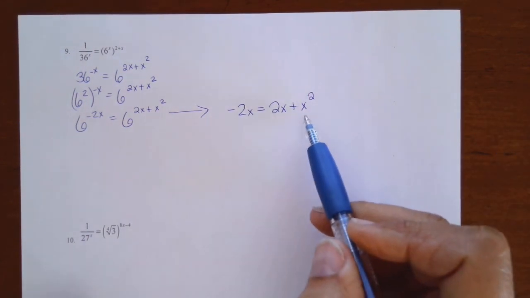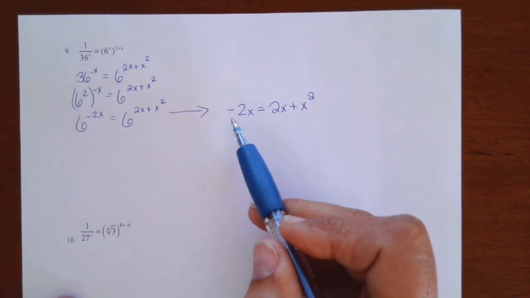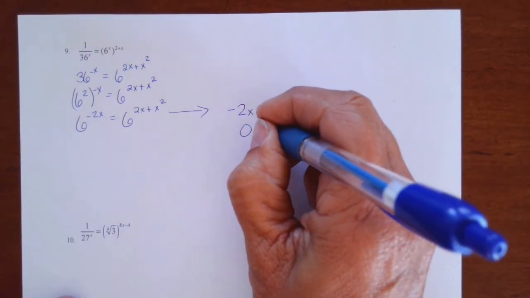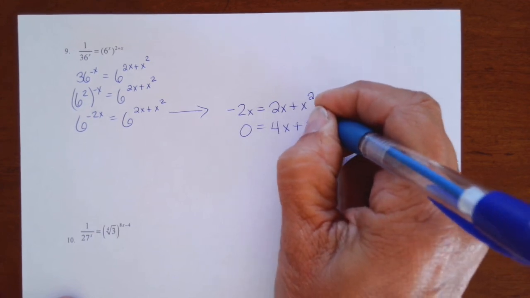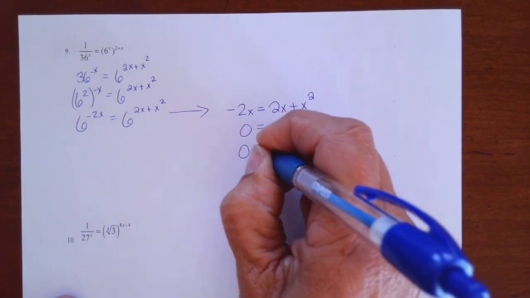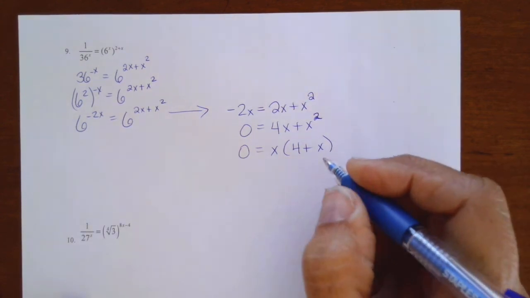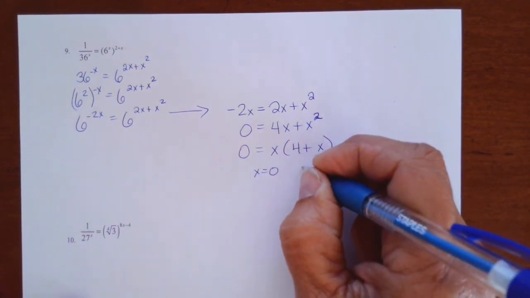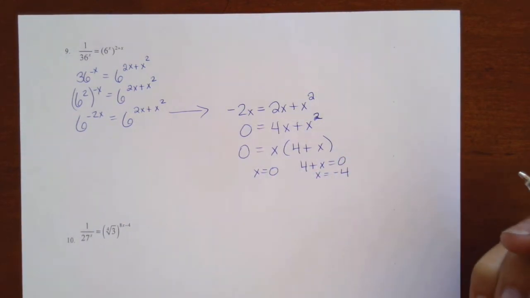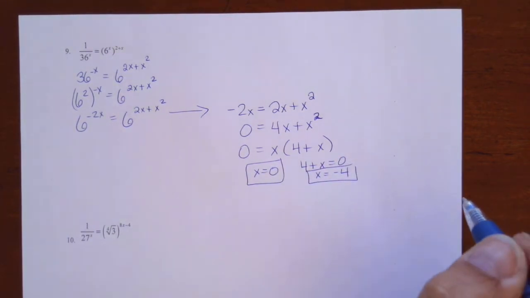All right, since I have x squared, I need to have 0 on one side. So I'm going to take this negative 2x and bring it over here. It'll become positive, so that'll give me 4x. Then I'm going to factor. So I can take out an x. That's going to leave me 4 plus x. Set each factor equal to 0, so x equals 0. And over here, set 4 plus x equal to 0, so x equals negative 4. So in this problem, you get 2 answers, 0 and negative 4.